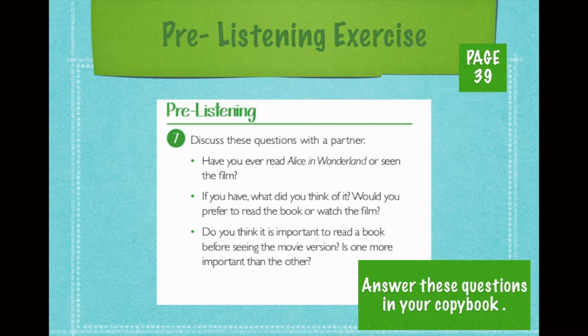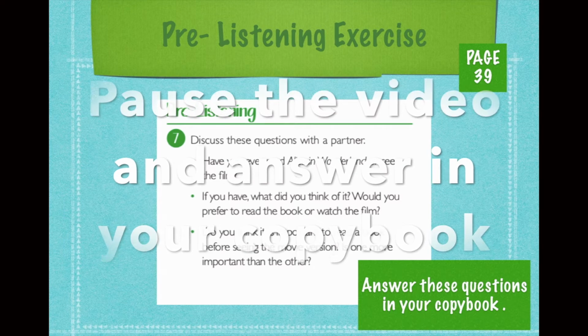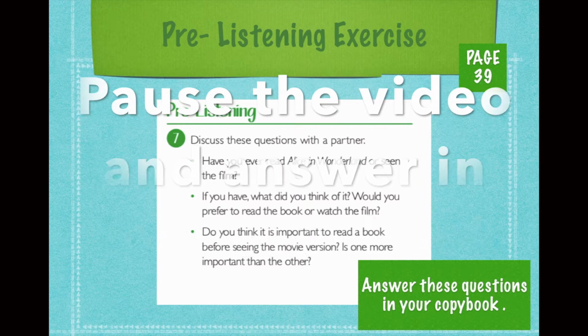So we have page 39, pre-listening activity. So you have 3 questions. Have you ever read Alice in Wonderland or seen the film? If you have, what do you think of it? Would you prefer to read the book or watch the film? Do you think it's important to read a book before seeing the movie version? Is one more important than the other? So just take 5 minutes to think about these questions and answer these questions in your copybook, okay?